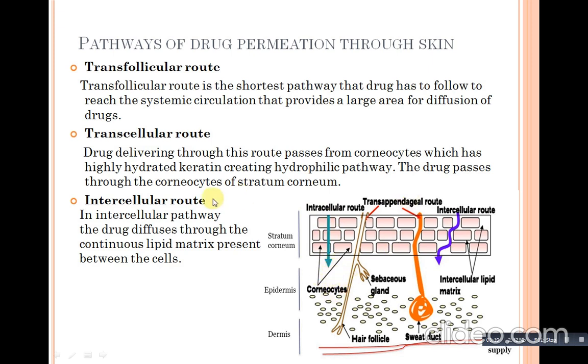Third is the intercellular route, also called the paracellular route of drug transport. Here the drug diffuses through the continuous lipid matrix present in between the cells. Here the drug is bypassing the cells, passing through the gaps between the cells. That's why it is also called the paracellular route of drug permeation through the skin.